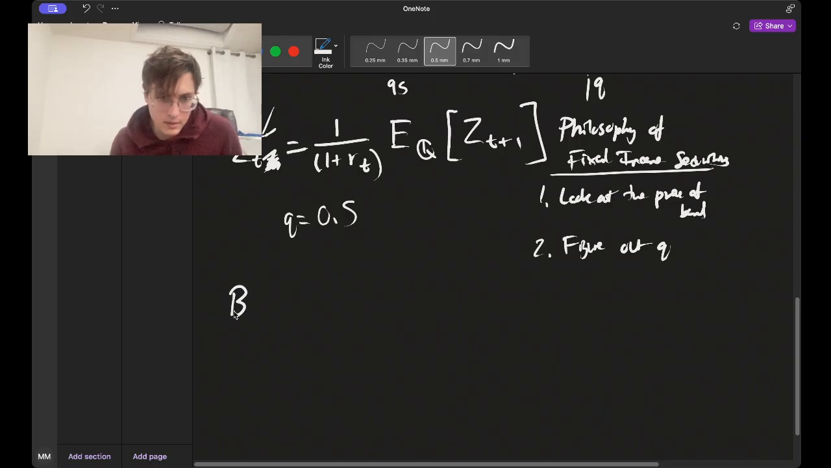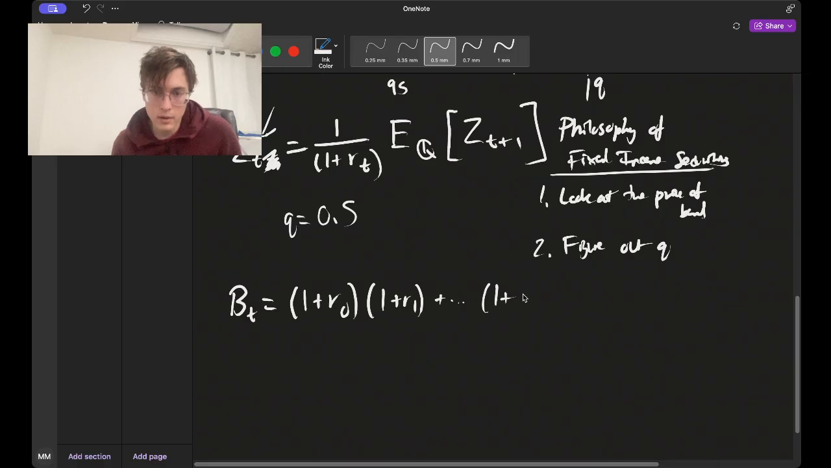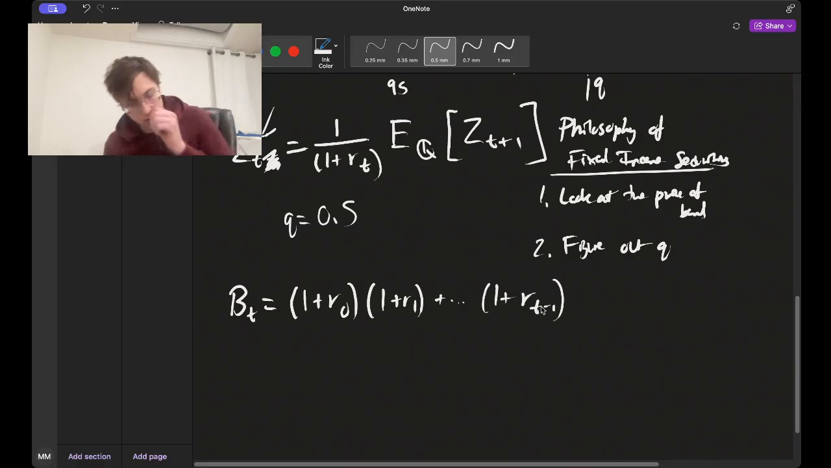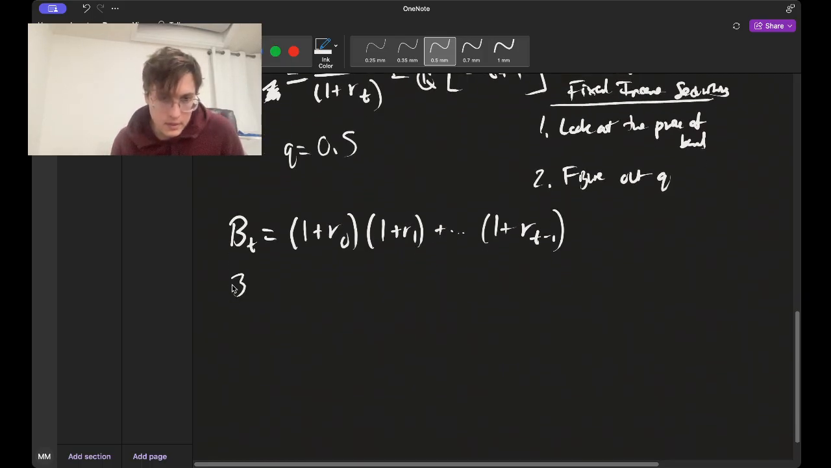So this BT will be the price of the cash account, okay? And the price of the cash account goes up because interest rates go up, right? So BT is equal to 1 plus R0 multiplied by 1 plus R1 multiplied all the way to 1 plus R(T minus 1). So this is going to represent our cost of borrowing or lending, or this is going to be a cash account, right? We can put money in there and it'll grow next period, right? So notice that BT plus 1 over BT is just equal to 1 plus RT.